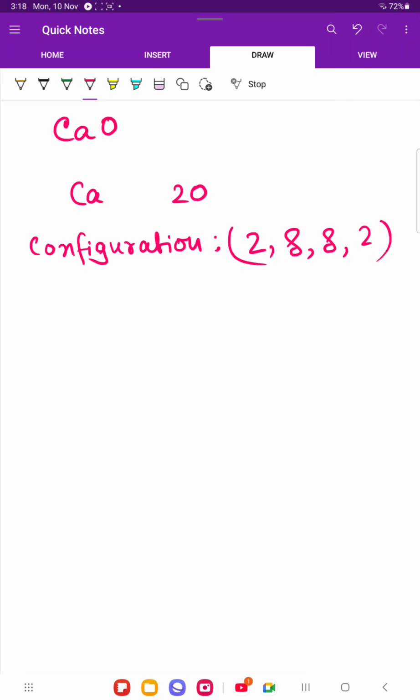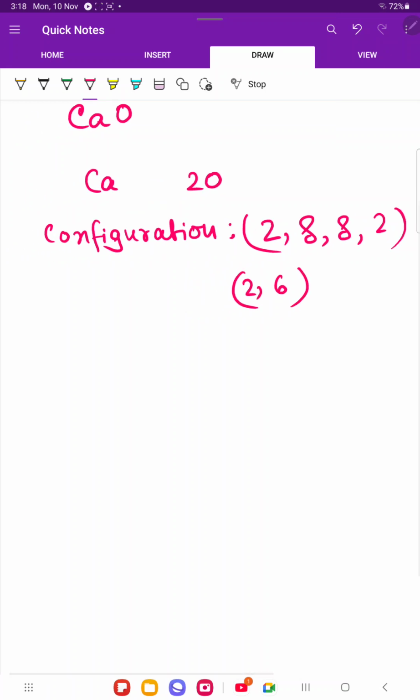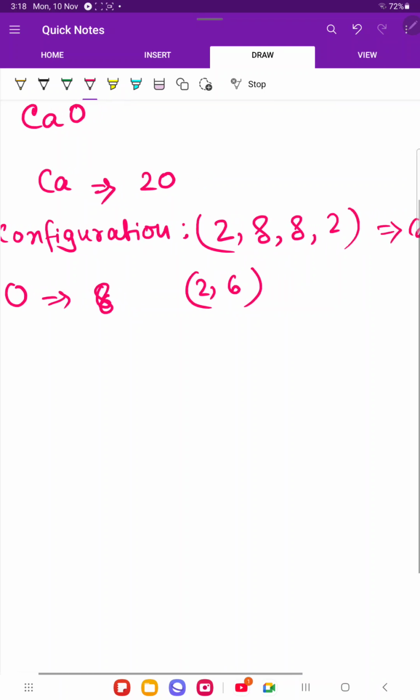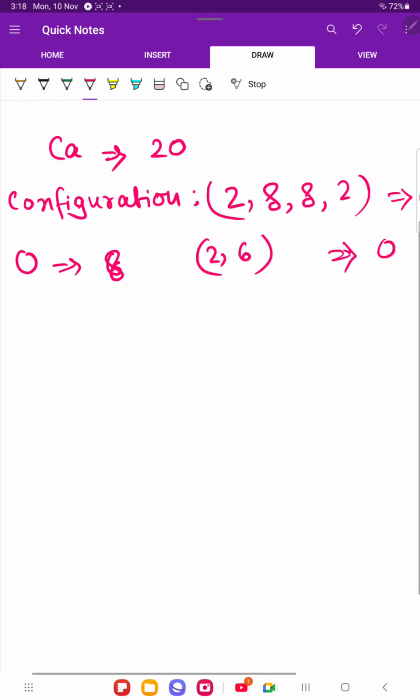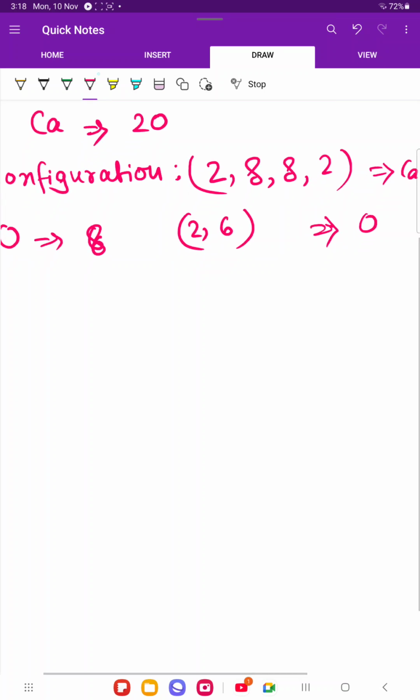Okay, and that is for calcium. For oxygen, what will it be? 2 and 6, right? Sorry, oxygen has 8 electrons, so it will be 2 and 6. This is for oxygen. Now calcium, being a metal, has a tendency to donate the electron, because we know metals are electropositive, right?